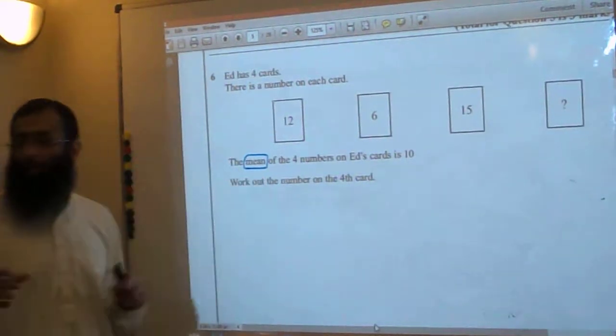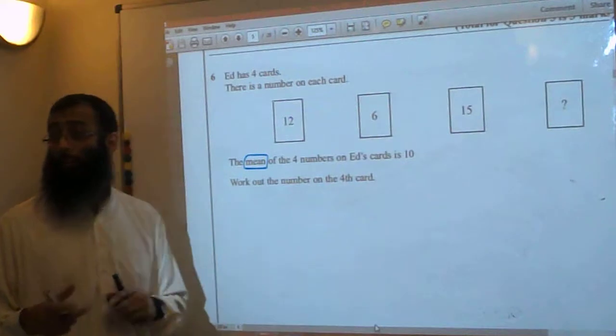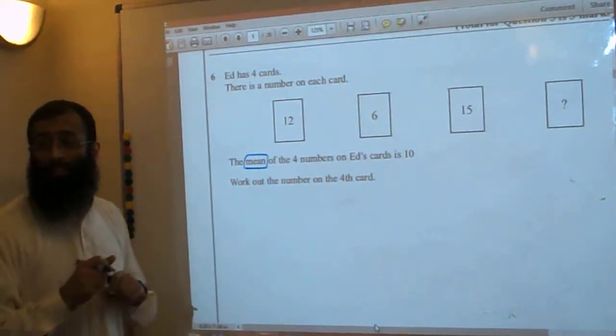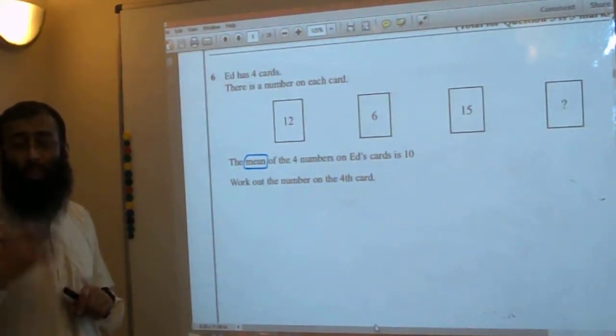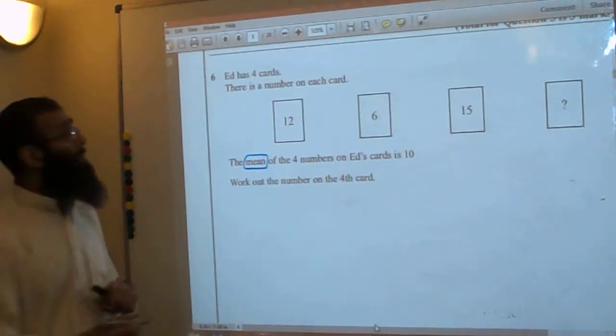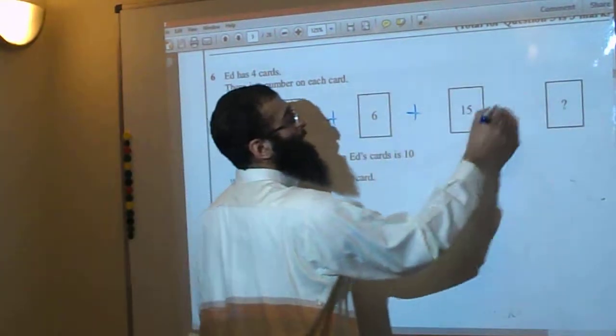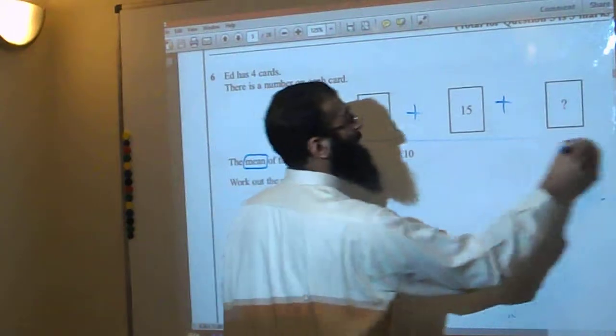The word mean doesn't mean like you be mean to your friends and stuff, that kind of mean. This is the mathematical mean. Mean is one of the averages, which means add them all up and divide it by how many there are. So we add up all these numbers and we divide it by the number of numbers.